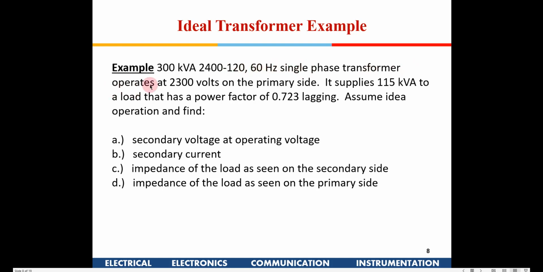Okay, a single phase transformer operates at 2300 volts. Now I am not applying 2400, that is the rating of the transformer. I am only applying 2300 on the primary side. Now when I am applying this, it supplies 115 kilovolt ampere to the load at a given power factor. So on the load side, this is the VA and this is the power factor. Now we need to find out the secondary voltage, secondary current, impedance of the load as seen on the secondary side, and impedance as seen on the primary side, right?